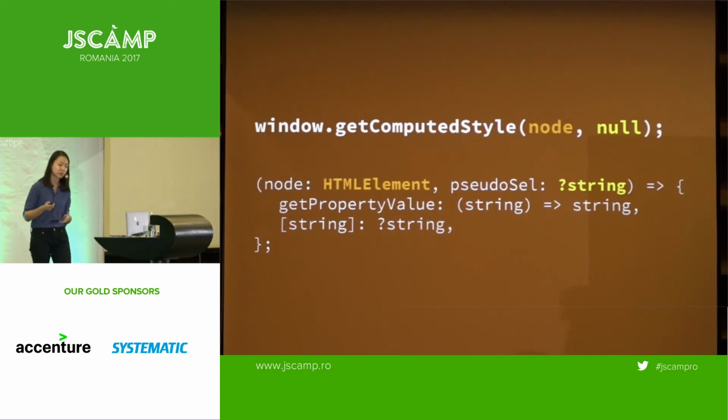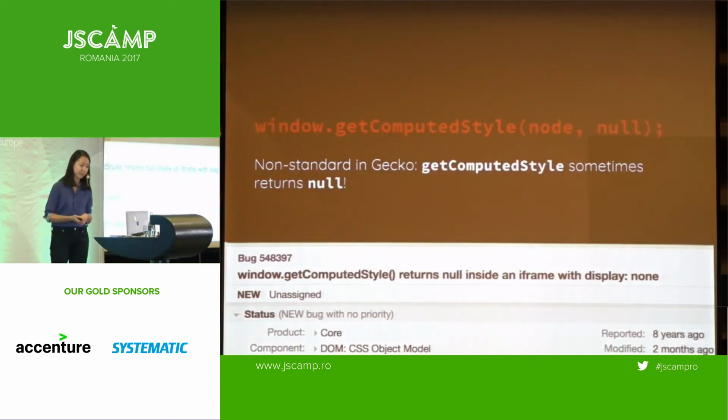We can do a rough typing of this. So it takes an HTML element and a pseudo selector and returns an object with getPropertyValue and accessible string keys. However, we quickly learned after releasing our code that there's actually a non-standard case in Gecko, which is Firefox, where getComputedStyle sometimes returns null, but only in very specific cases inside iframes. And we have a lot of iframes.